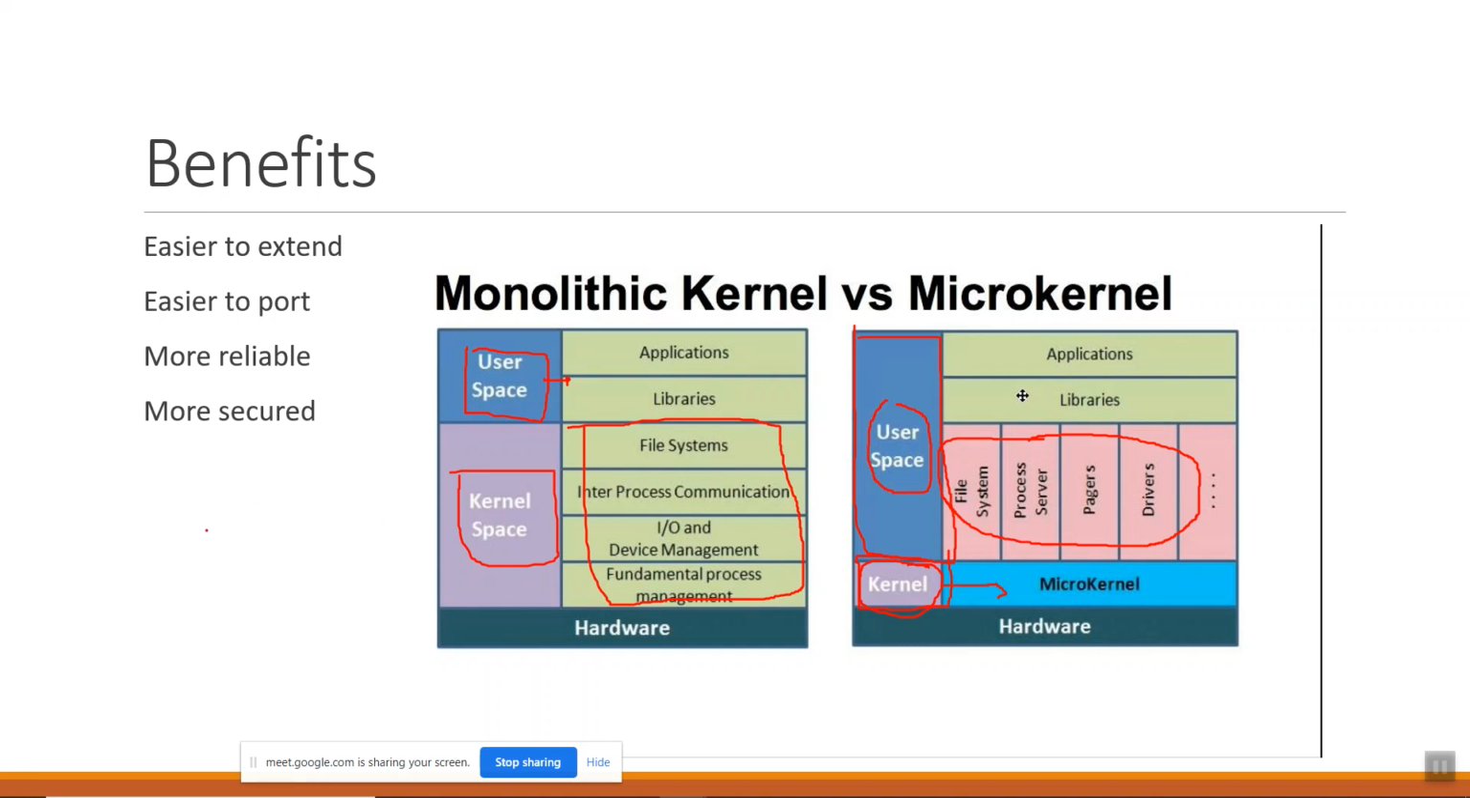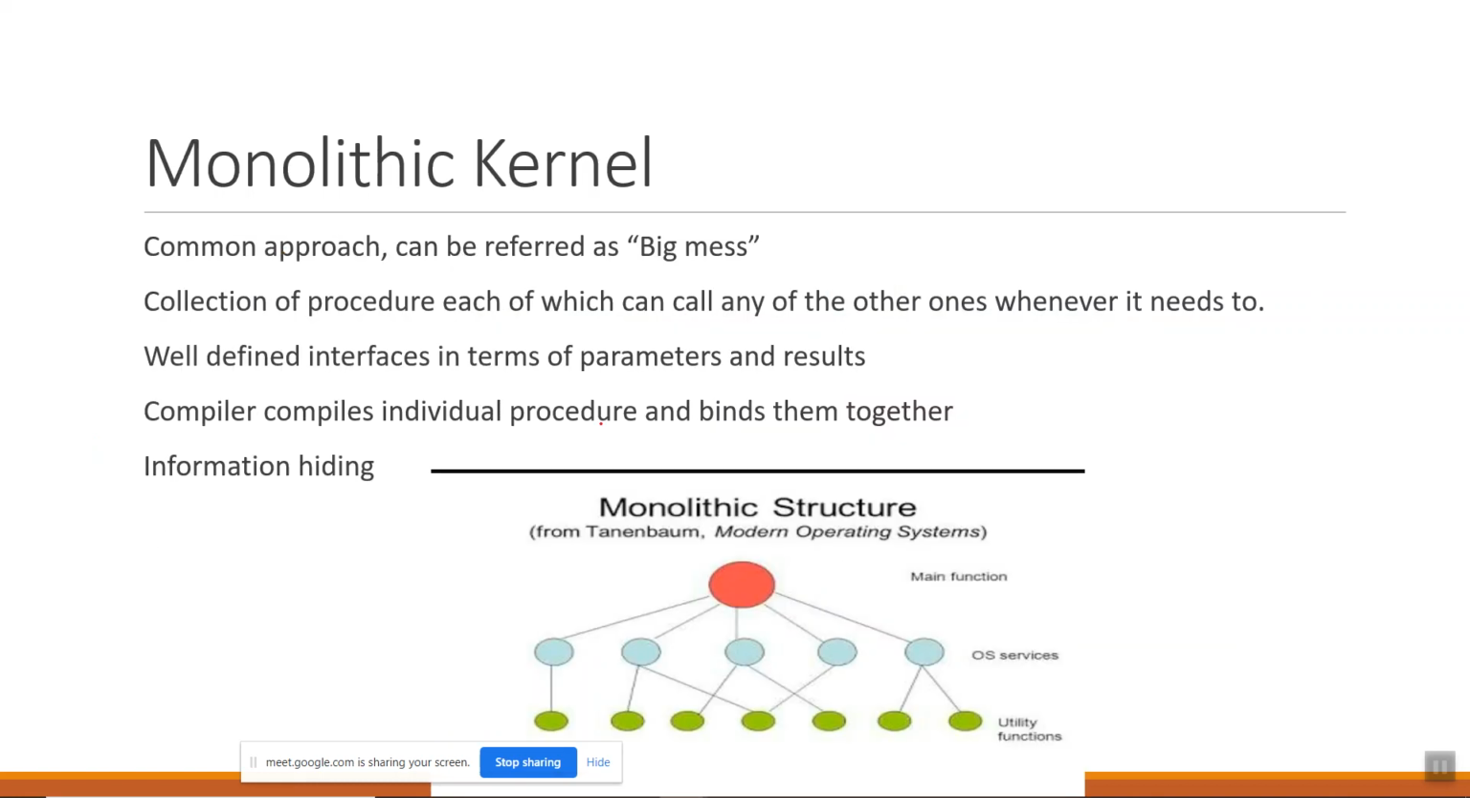So I will first finish the monolithic kernel, and then we will discuss this again. Now we will move to the monolithic kernel. It is a common approach for operating systems and can be referred to as a big mess. Why is it called a big mess? We have a number of tasks to do. For every task they write the procedures, compile the procedures and the parameters related to it, and after that they bind them.